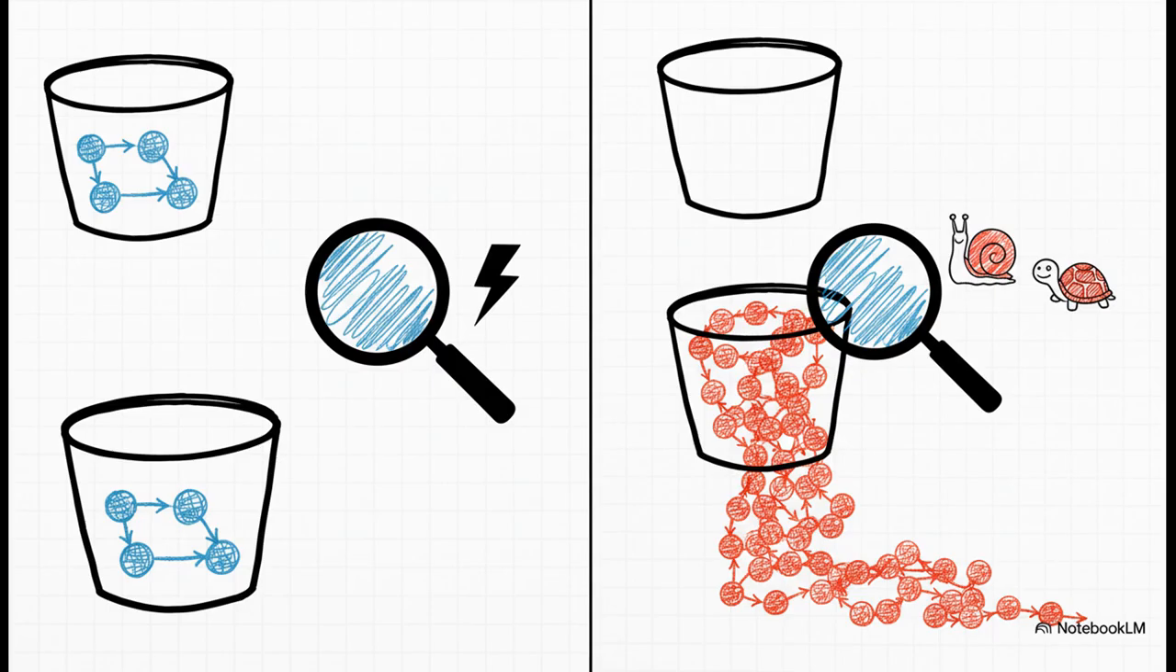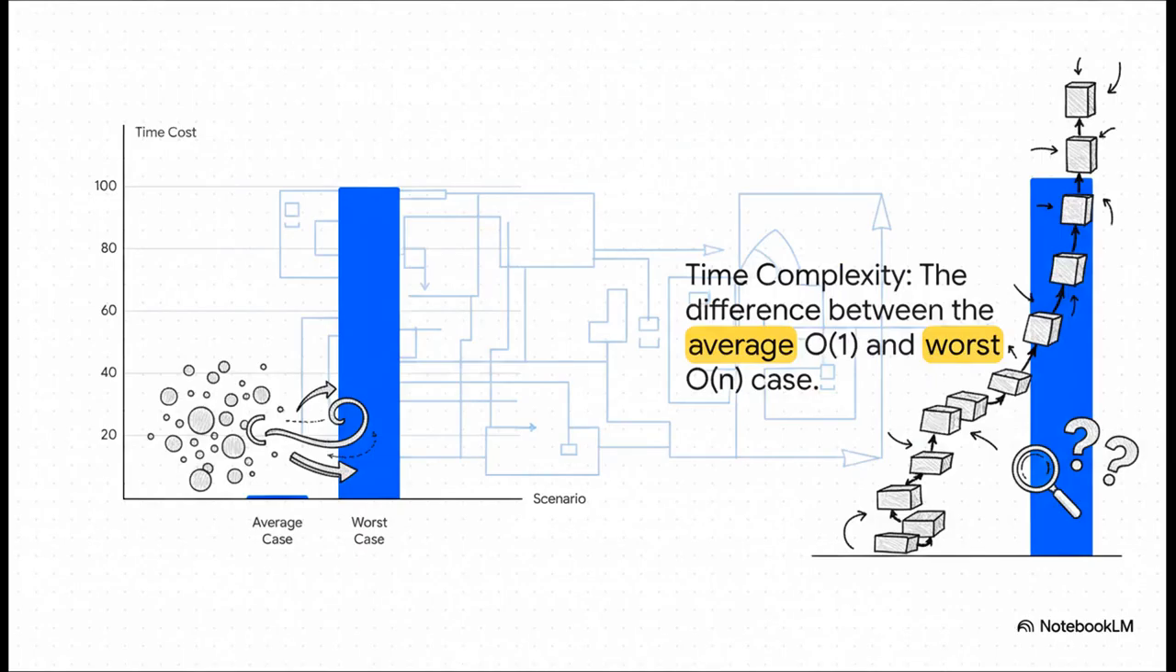The speed of our hash map is now totally dependent on how long those little lists get. If a list gets super long, then yeah, finding something in there is no longer instant. It's slow. This chart right here shows the 2 sides of the coin perfectly. On a good day, the average case, you have a good hash function. The lists stay super short, and everything feels like O(1).